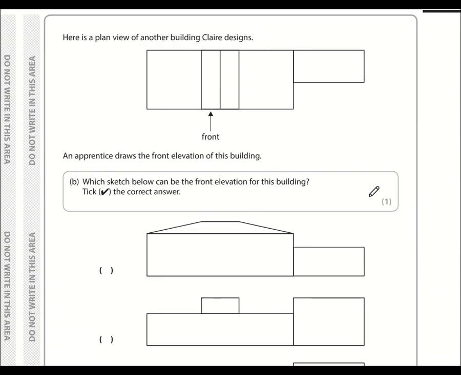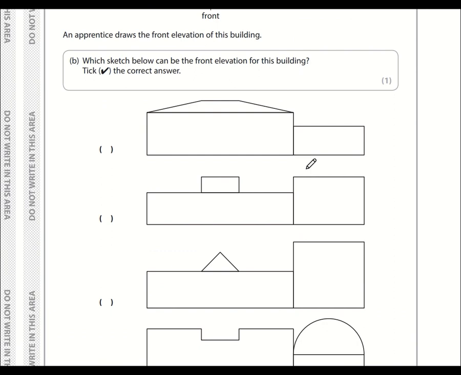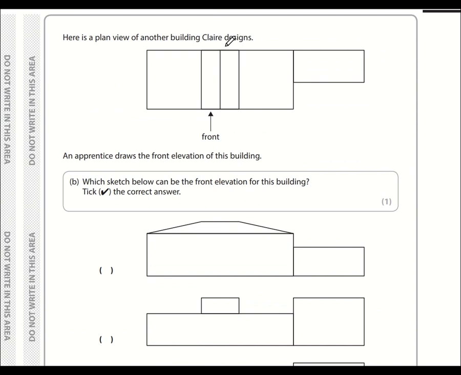Here is a plan view of another building Claire designs. So this is the view from above. An apprentice draws the front elevation. So which one of these is the front elevation if this is the plan view? Now they're all quite close. There's only one that is correct, and it's all about this line here.